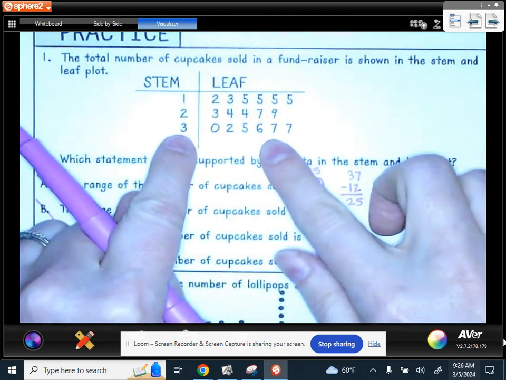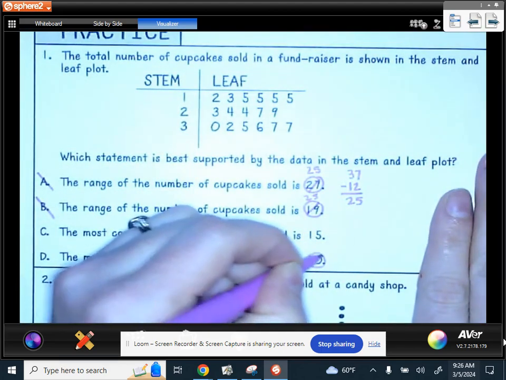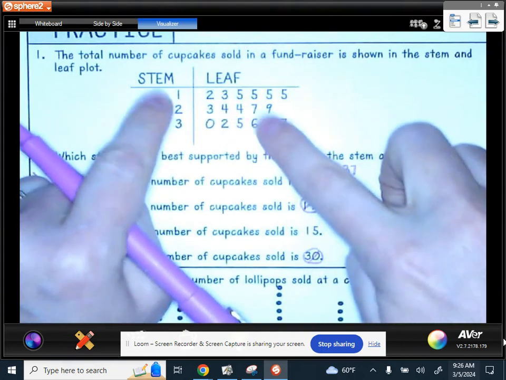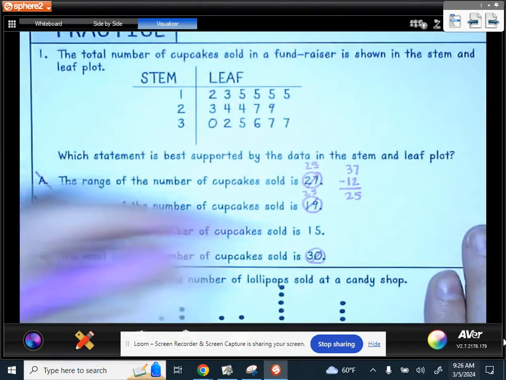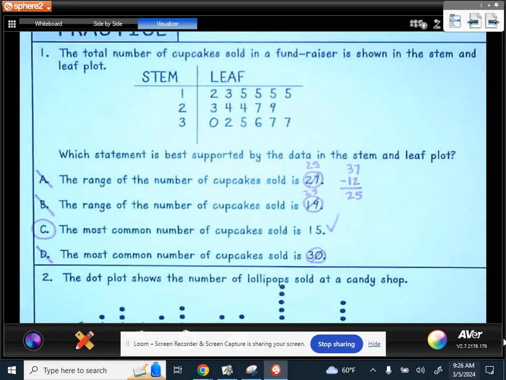So I see a couple of 37s. I only see one 30, so I'm going to go ahead and get rid of that. I see 2 24s, but I do see 4 15s. So that one is true. So the mode or the most common number on our stem and leaf plot is 15.